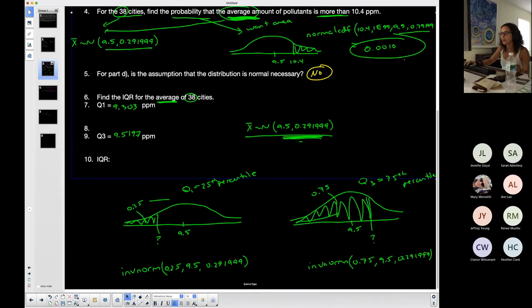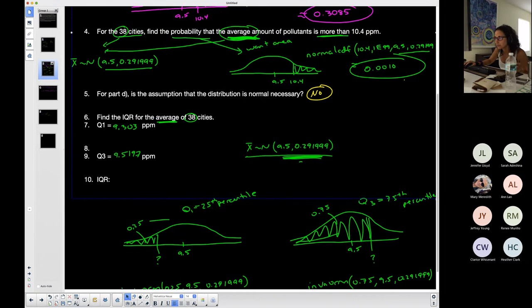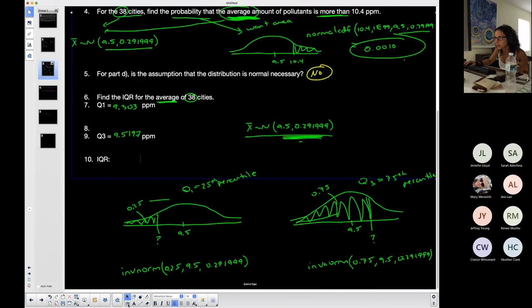So let's find the IQR real fast. Okay, good. Jeez. My computer was just tripping for a second. I think I have too much going on my computer.